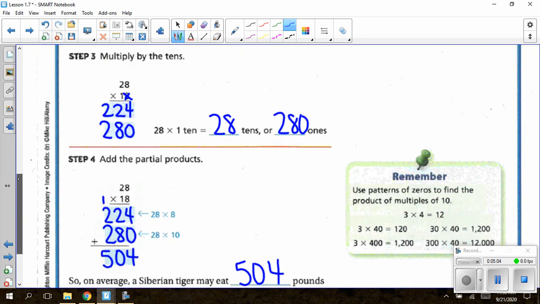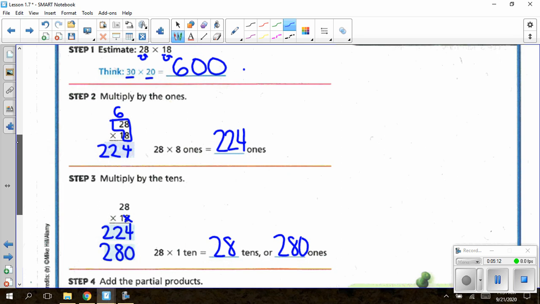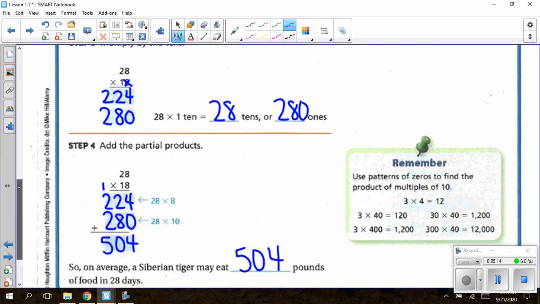I can tell that my answer is a reasonable answer. If I look back up at my estimate, I see that my estimate was 600, and I know that my 504 is pretty close to that 600.